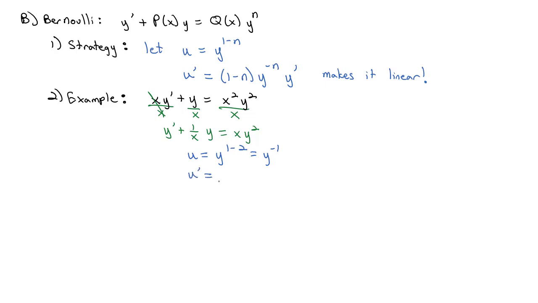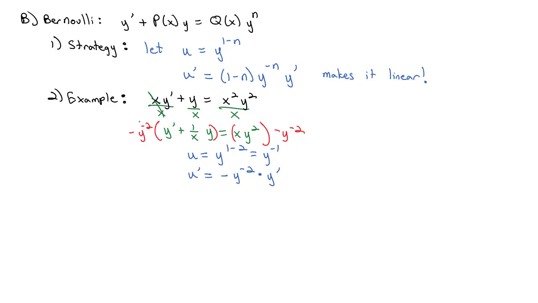Taking the derivative of both sides, u prime is going to be equal to negative y to the negative 2 times the derivative of y, which is y prime. So now we're ready to manipulate our Bernoulli equation to make it into a linear equation. Notice we already have the y prime. What it's missing is the negative y to the negative 2. And so that's what we're going to multiply both sides by.